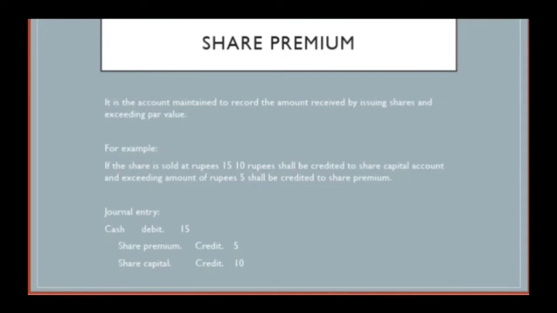Share premium. It is the account maintained to record the amount received by issuing shares exceeding the par value. For example, if a company issues a share at rupees 15, 10 rupees shall be credited to share capital, as we have discussed before that share capital shall be credited by 10 rupees whatsoever the market value of the share is, and the 5 rupees exceeding 10 rupees shall be credited to share premium. So this is the account which is maintained to record the exceeding amount only.